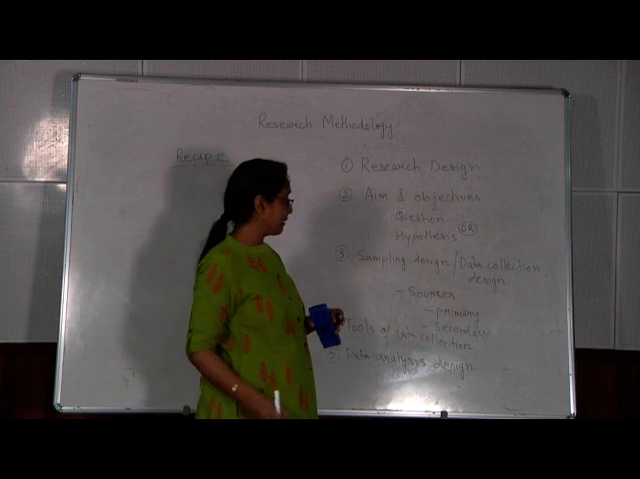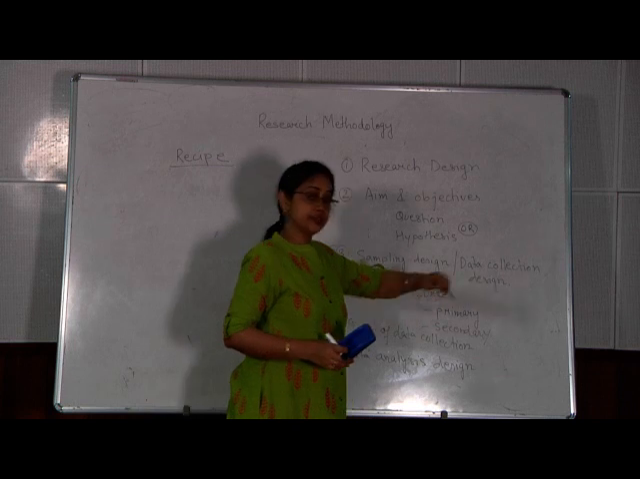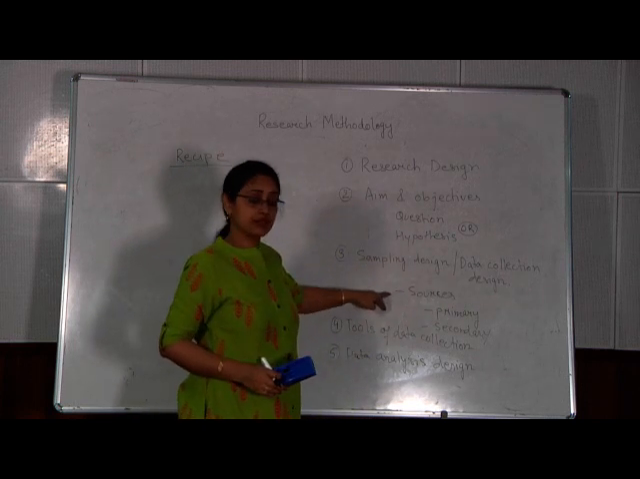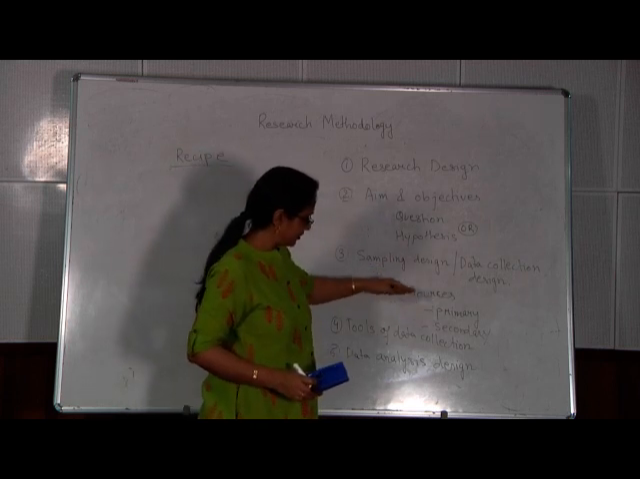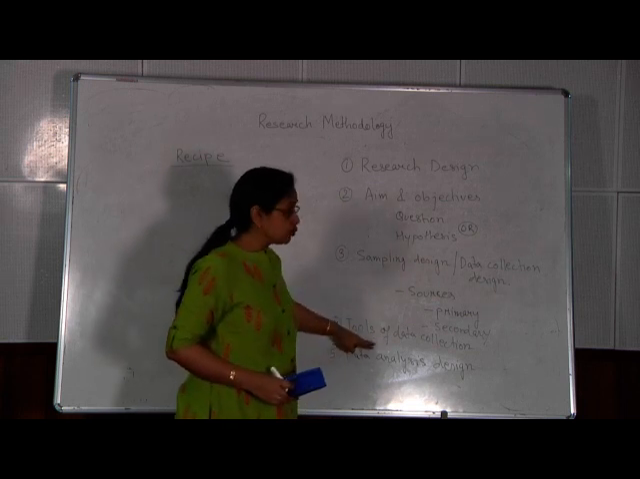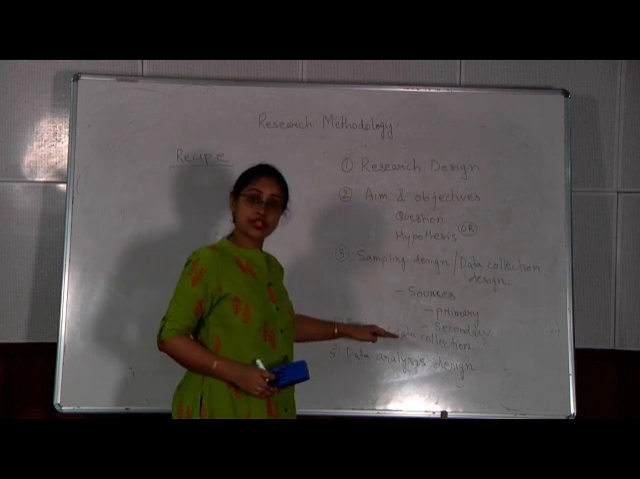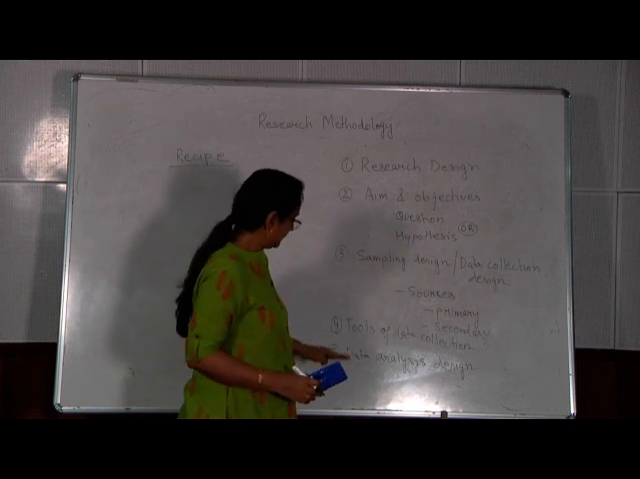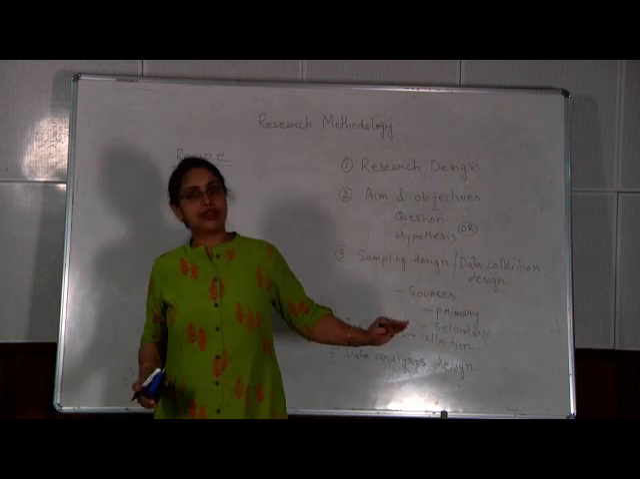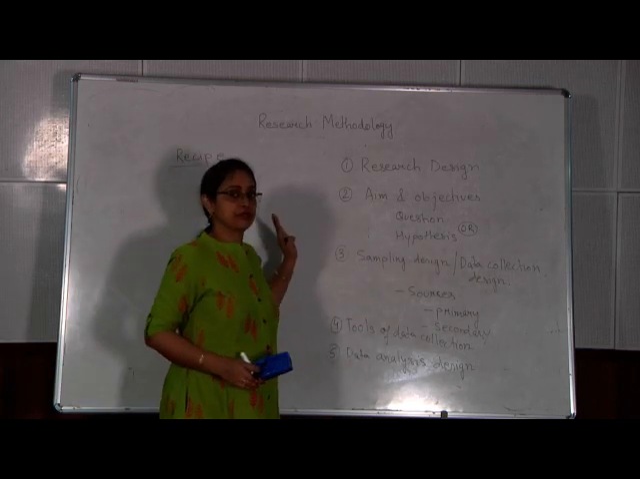You write your sampling design or data collection design. If you are not doing sampling, then your data collection design, where you identify your sources, you state the primary sources of data, you state the secondary sources of data, you write about the tools of data collection, explain each one of the tools and provide justification for each one of the tools, and then you write about your data analysis design as to how you are going to analyze the data. So that's your research methodology chapter.